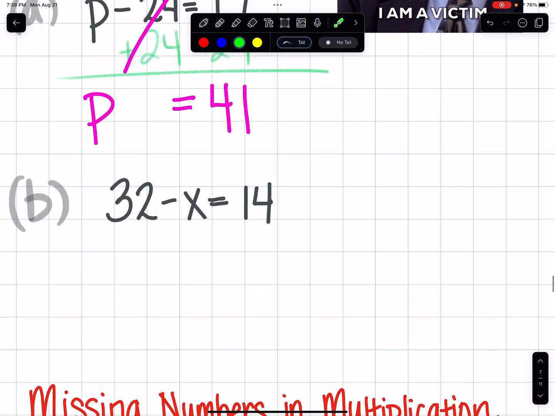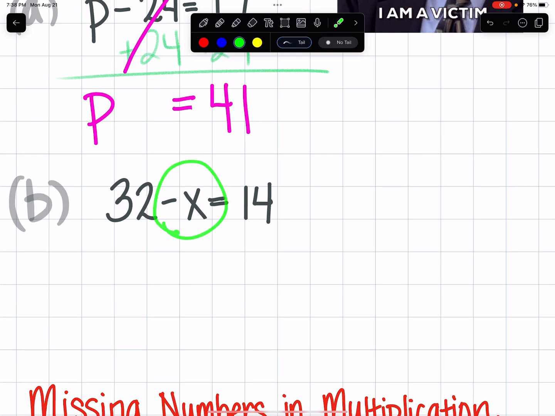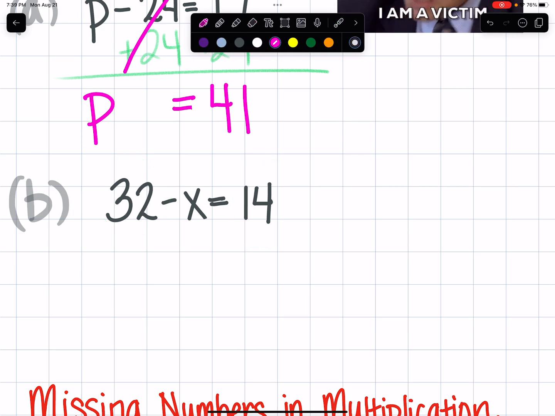What about the next one? 32 minus x is equal to 14. All right, how do we solve this one? Here we have a missing subtrahend. So to find a missing subtrahend, we subtract the difference from the minuend. You basically have to do 32 minus 14, and then you'll get x. Okay, so if we do that, we get the answer of 18, and let's check our answer.